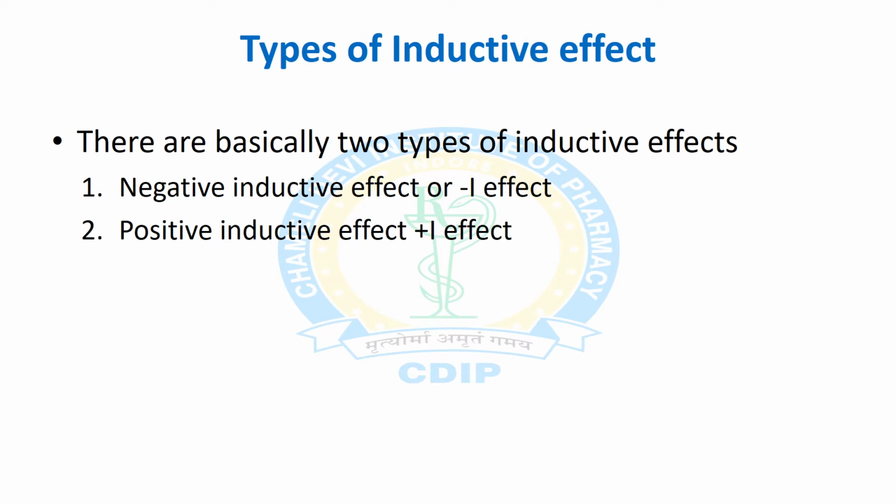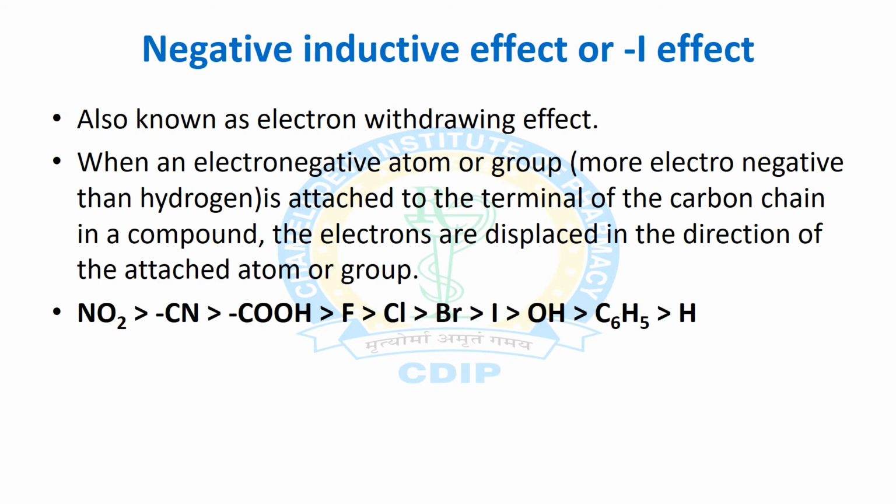Next, types of inductive effect. Here there are two types of inductive effect, that is the plus I effect and minus I effect. The plus I effect is known as the positive inductive effect, and the minus I effect is the negative inductive effect. Further, we will discuss it one by one. The negative inductive effect or minus I effect.